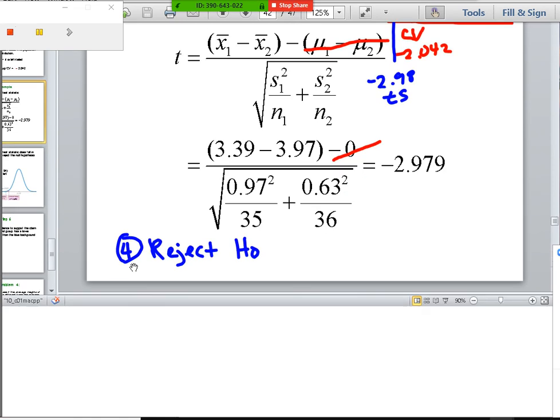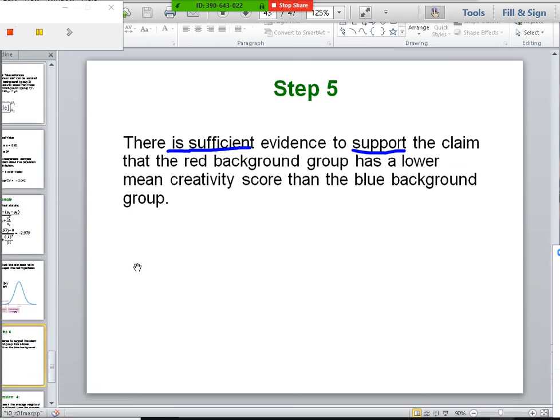And so we do have enough evidence to support the claim: the red background group has a lower mean creativity score than the blue background group. So this is sufficient evidence because we rejected H0. So we did reject H0, so we do have enough evidence. And then H1 is my claim, so we're going to use the word support here.